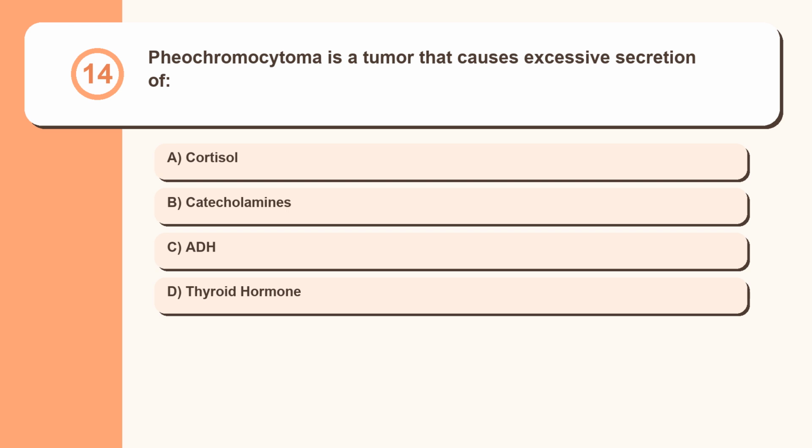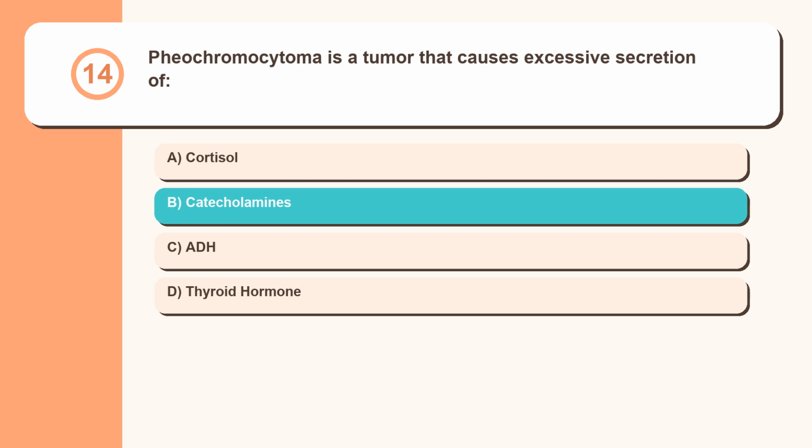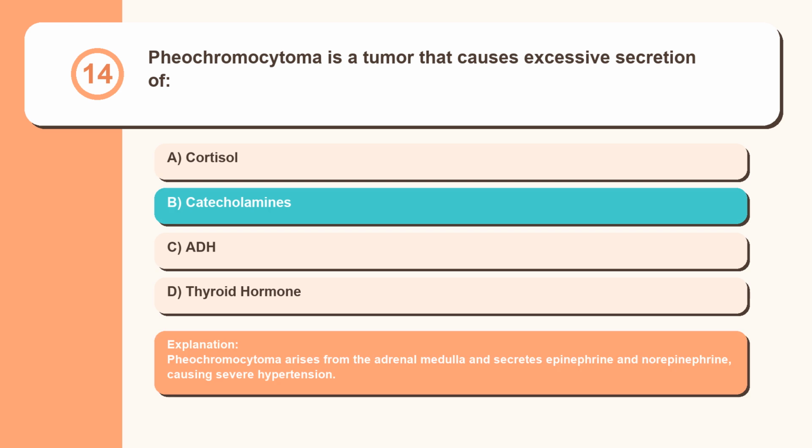Question 14. Pheochromocytoma is a tumor that causes excessive secretion of cortisol, catecholamines, ADH, thyroid hormone. Pheochromocytoma arises from the adrenal medulla and secretes epinephrine and norepinephrine, causing severe hypertension.